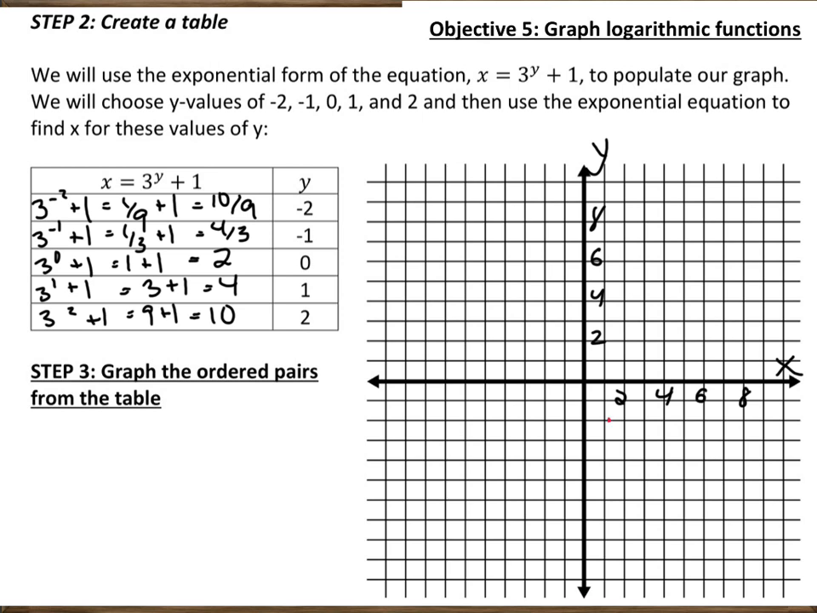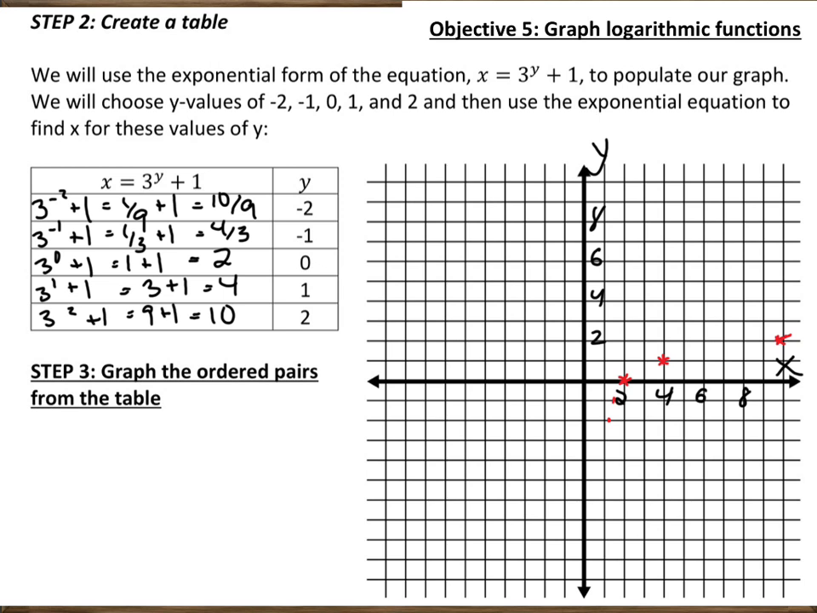Then we have 4/3. Well, where's 4/3? Isn't it just 1 and 1/3? That's how we got 4/3, by adding 1/3 to 1. So when x is 4/3, so 1 and 1/3, our y is -1. Then we have the point 2, 0. It's a lot easier to graph. Then we have the point 4, 1, and then we have the point 10, 2.